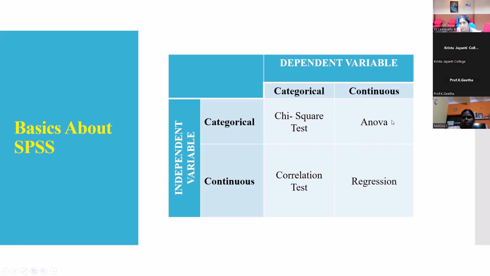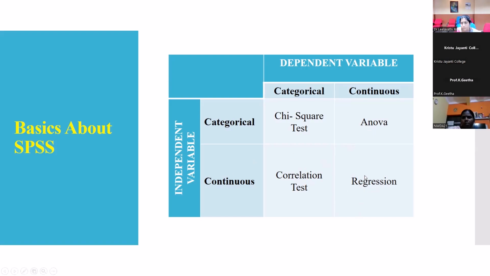ANOVA is mainly meant to find out whether any difference is there between A and B. And correlations, here we are going to find out the correlation between 2 variables, whether any common characteristics are there between 2 people, A and B, whether any kind of similarity is there between these 2 people. If you want to find that out, then we need to go for correlations.